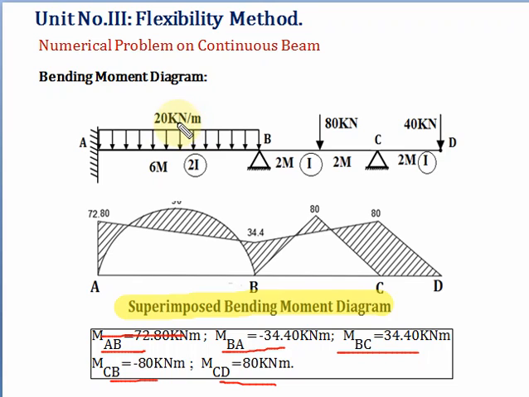Now on this fixed bending moment you have to superimpose the free bending moment diagram. As the UDL is there, this value will be WL square by 8. The value of W here is 20, into L square, that is 6 square, upon 8. So we'll get this value.